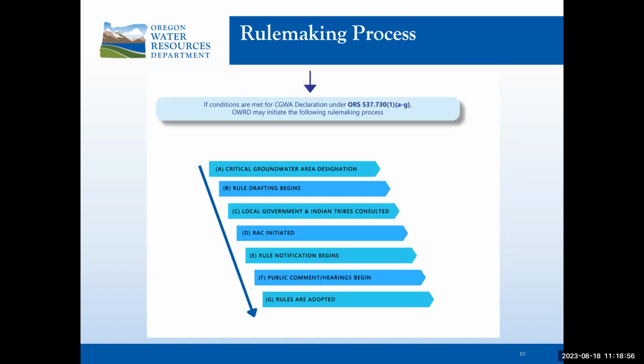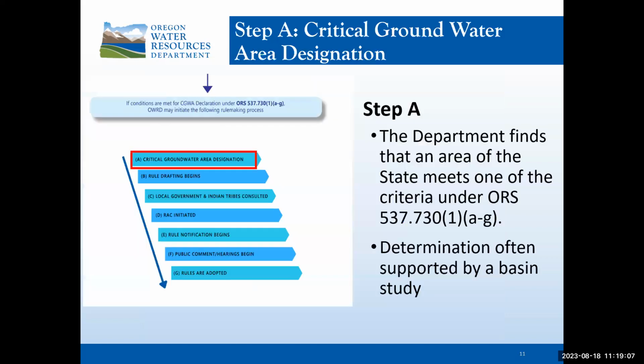Now I'm going to break down the different steps in the rulemaking process for designating a critical groundwater area. These steps are labeled A through G in this diagram. In step A, the department finds that an area of the state meets one of the criteria under ORS 537.730, 1A through G. As we discussed, those are the 7 criteria that give the department and the Water Resources Commission the authority to designate a critical groundwater area. This determination is often supported by a basin study, but it could also be supported through work of the department in a basin.